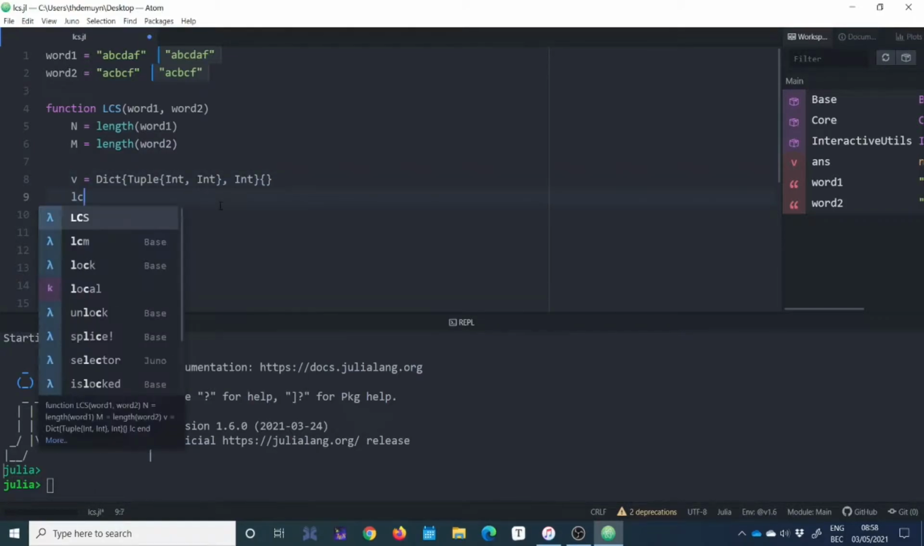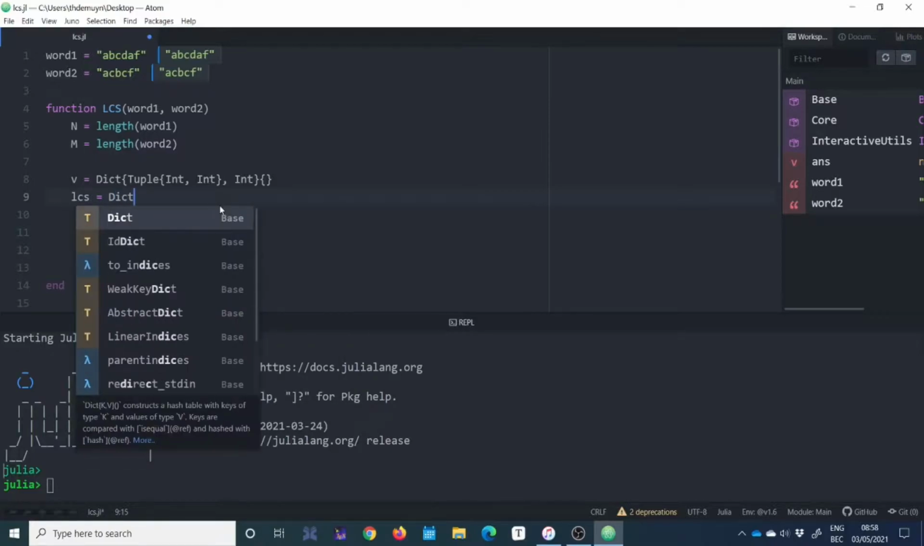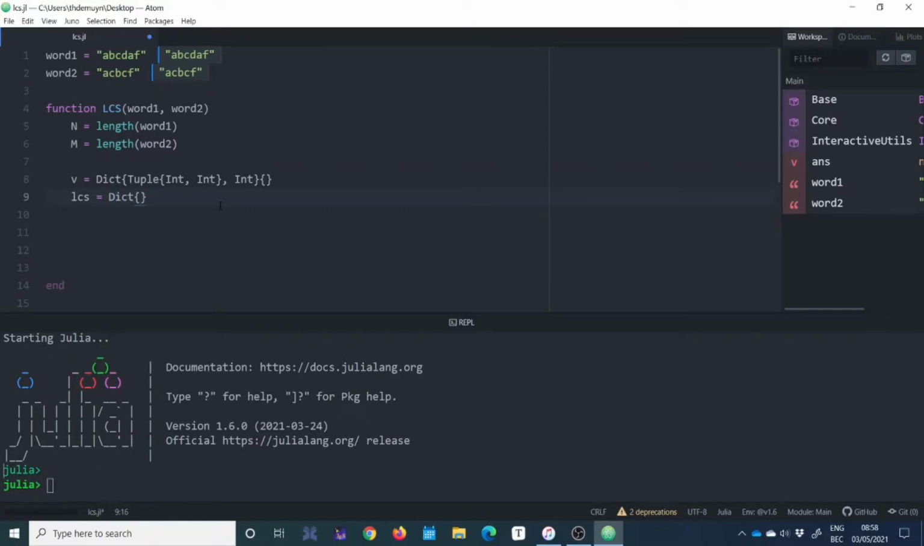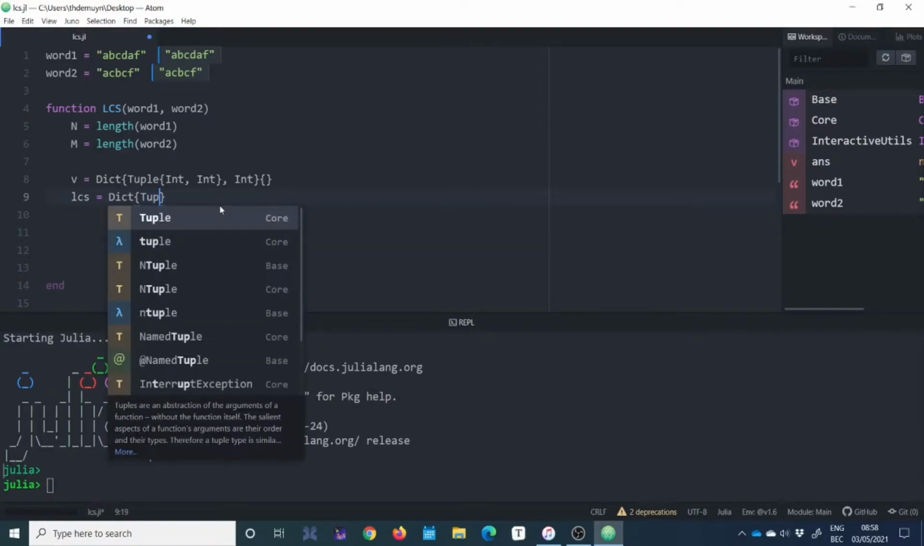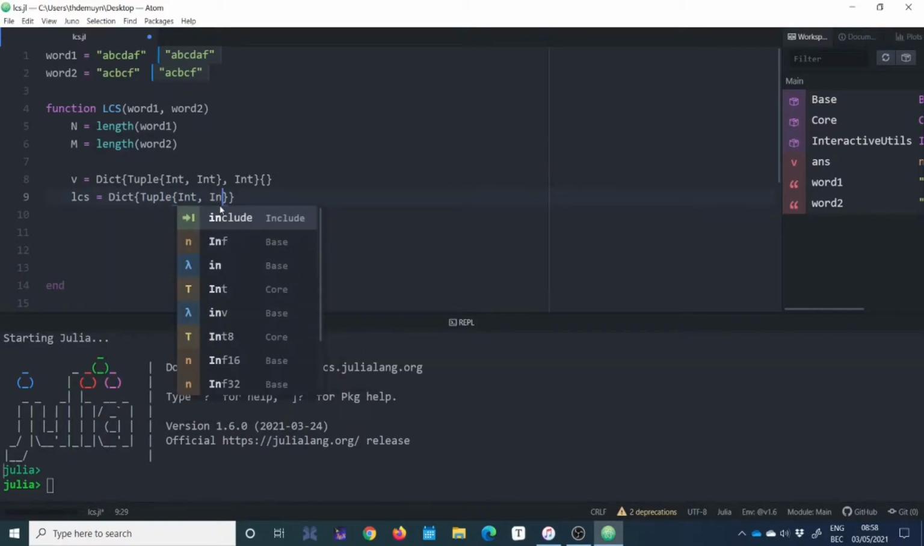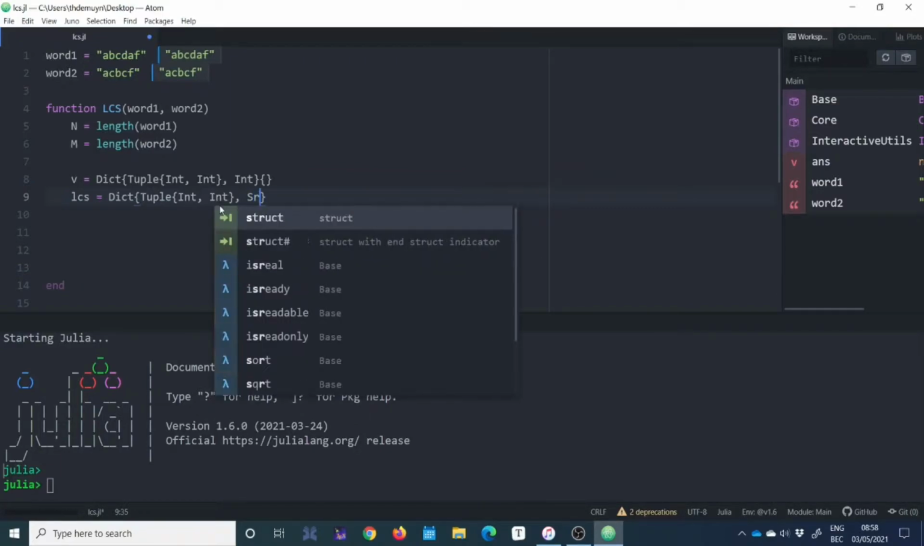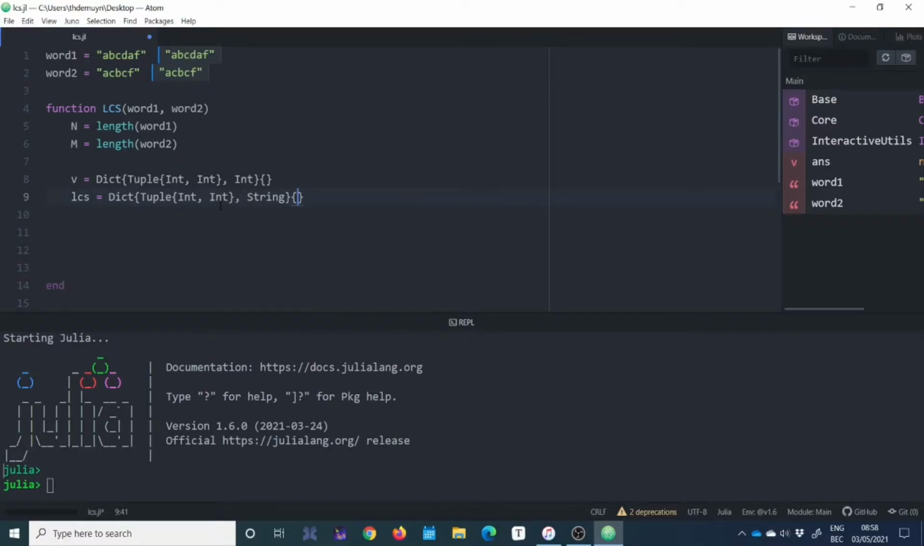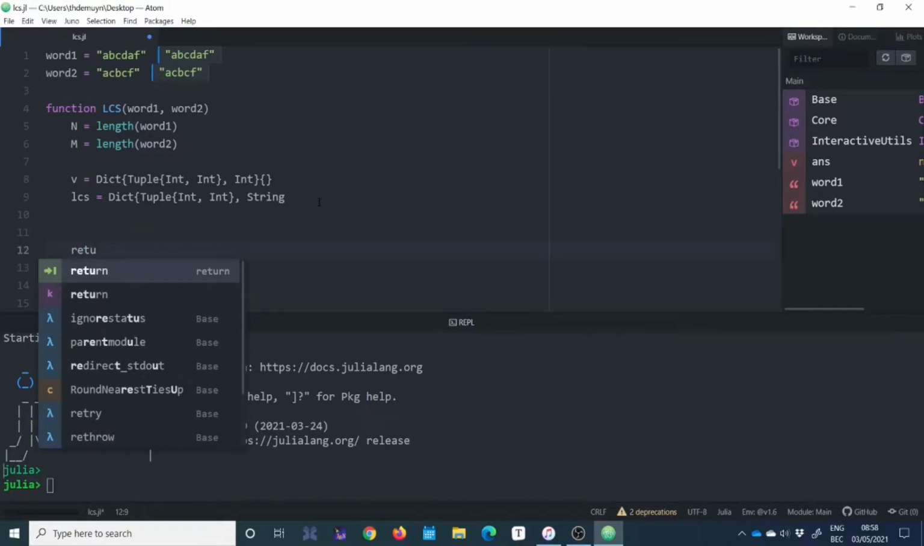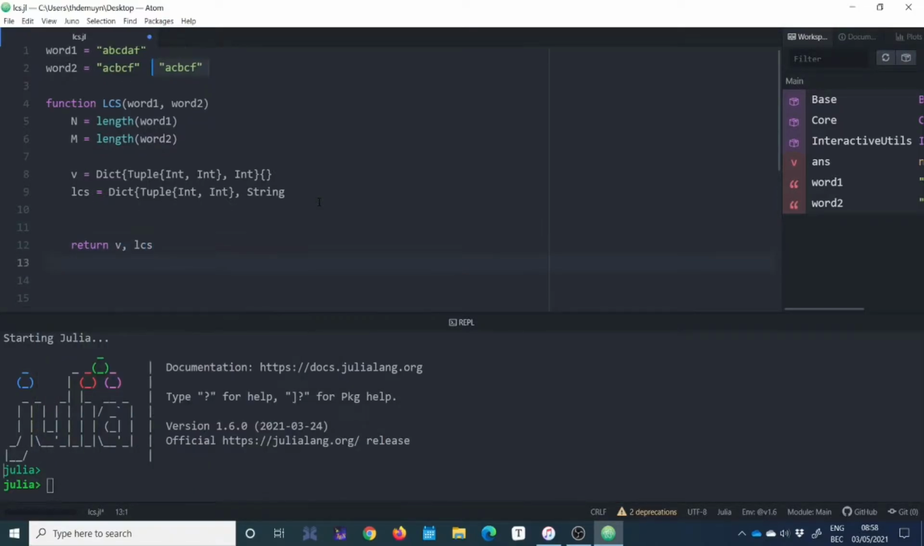And then let me also store the longest common substring itself. I'm going to give it the tuple, and it returns a string. A string in Julia is basically a combination of letters, like this here. Word 1 is a string, and word 2 is a string. So far so good. And then at the end I'm going to return v and LCS.